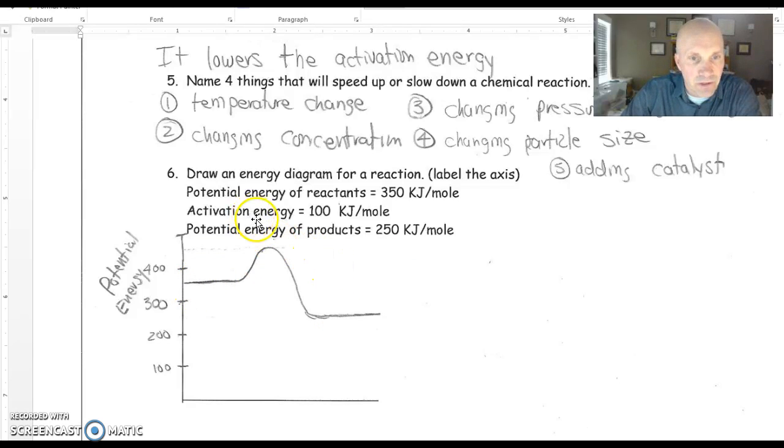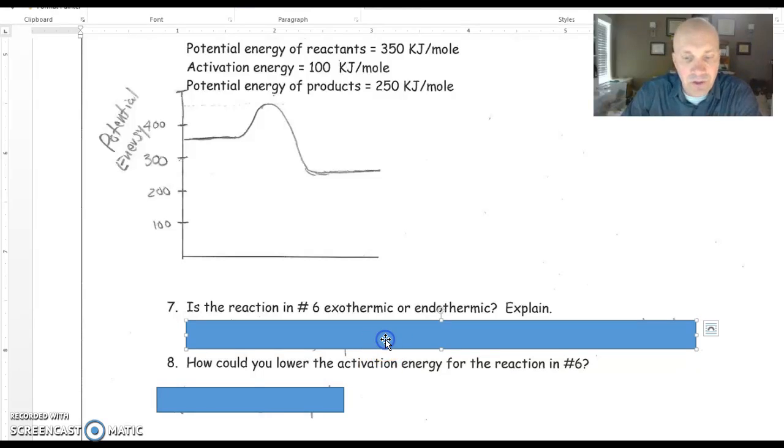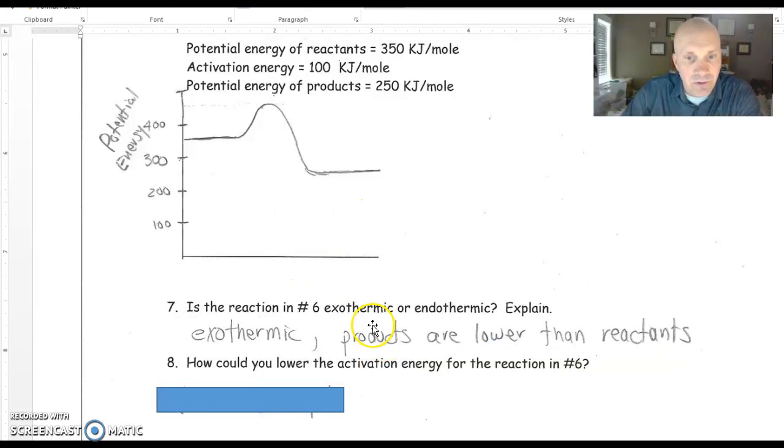We want the products to be at 250. That's why those are at this level. And we want the activation energy to be 100 kilojoules per mole. So we want the top of this to be 100 units higher than what the reactants were, because you need to put in that much energy to get it up over the top. So the top of this hump right here should be level with 350. Right? So is this exothermic or endothermic? This would be an exothermic reaction because the products here are lower energy than the reactants.